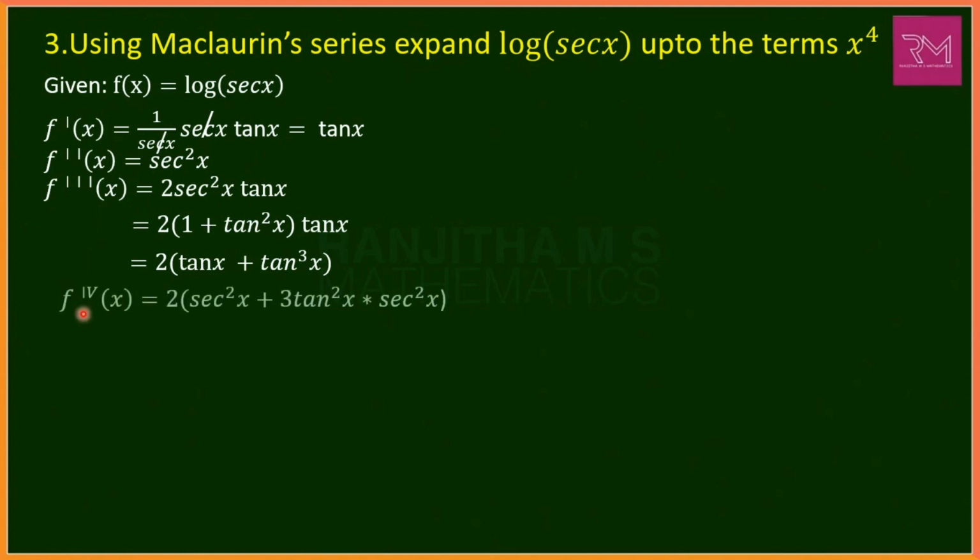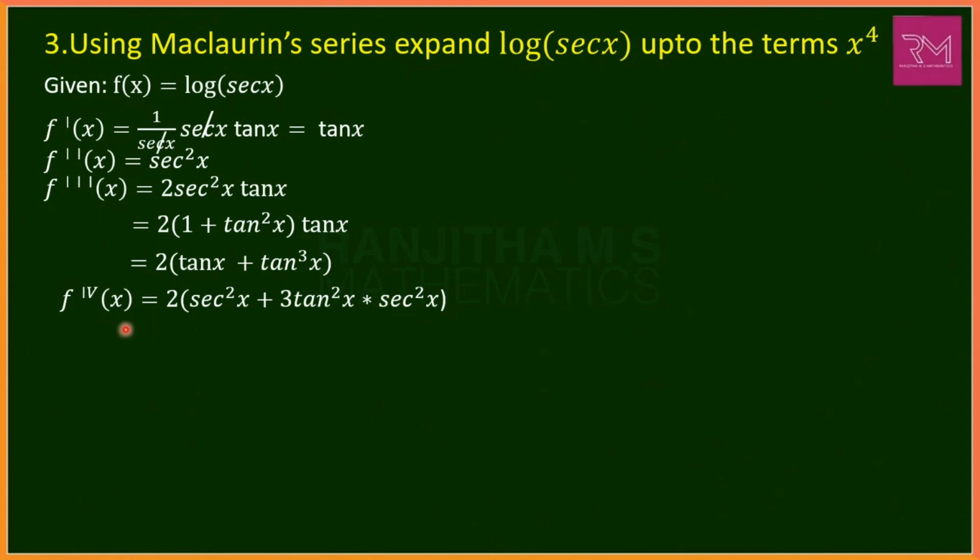Now we can easily find f power fourth derivative of x as 2 is constant, take as it is, into differentiation of tan x is secant square x, plus differentiation of tan cube x, this is of the form x power n, that is n into x power n minus 1, that is 3 into tan square x into, again we have to differentiate tan x with respect to x, we get differentiation of tan x is secant square x.